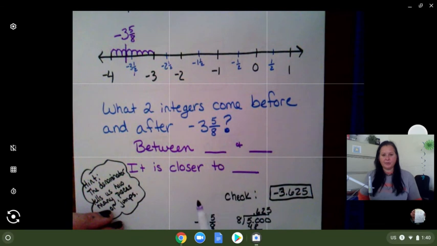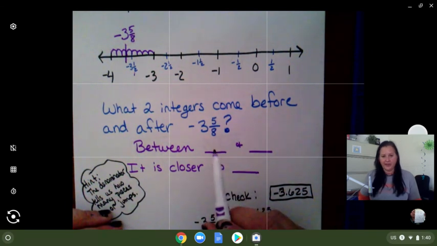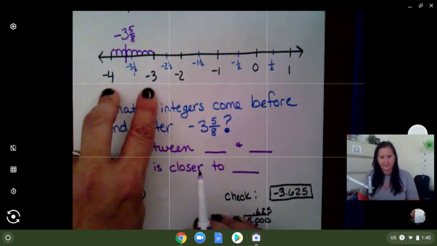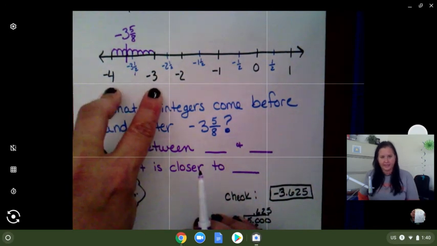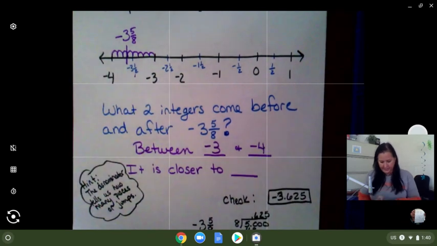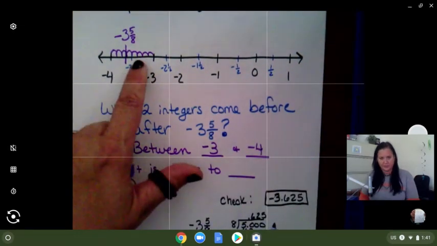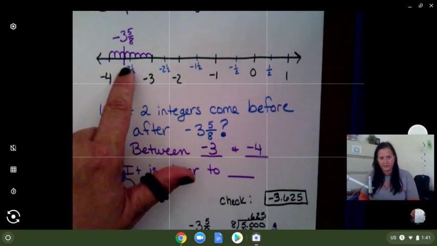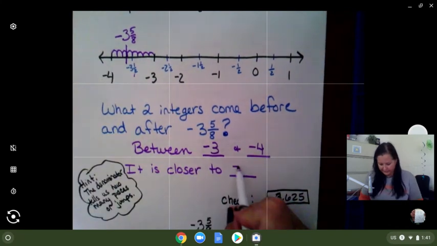So what two integers come before and after negative 3 and 5/8? So the two integers would be the negative 3 and the negative 4. And is it closer to the 3 or the 4? Negative 3 and 5/8 is closer to the negative 4.